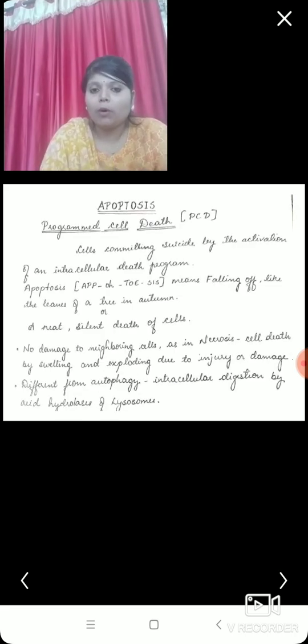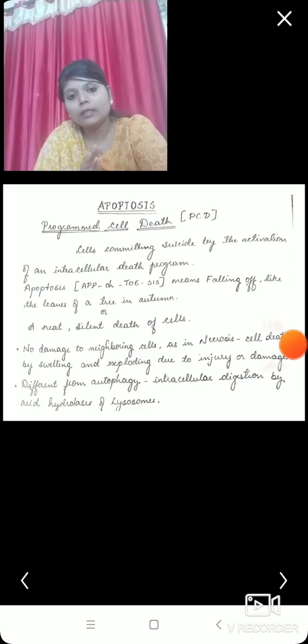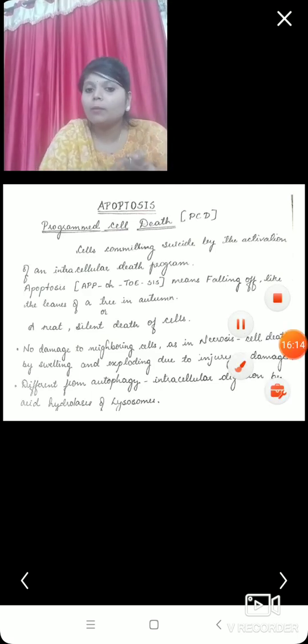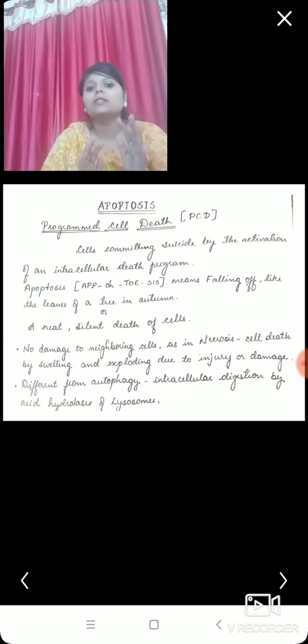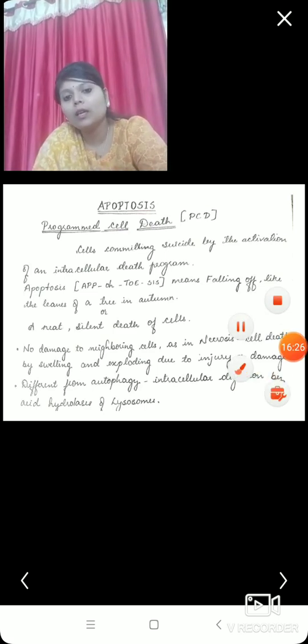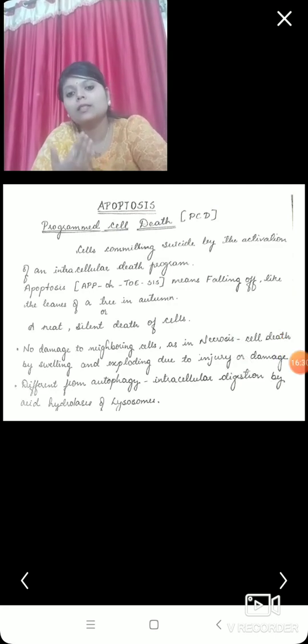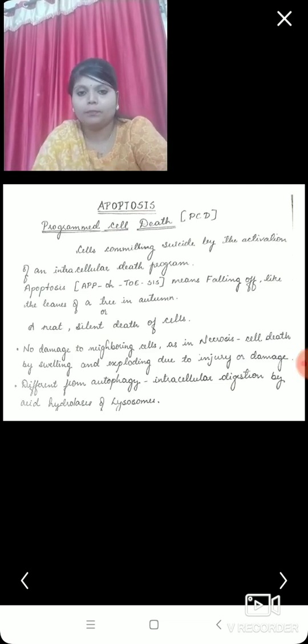Next picture, what is apoptosis here? That is one of the processes where the cell is getting aged and is going to die. Apoptosis is nothing but programmed cell death. We are planning for the death of the cell, so that the cell can be programmed to death.